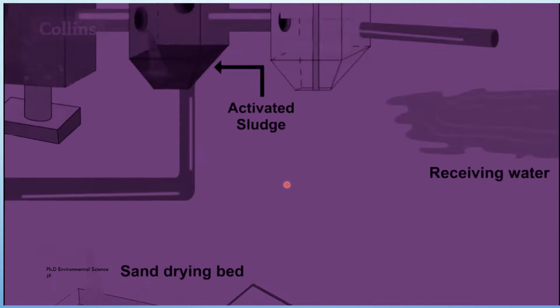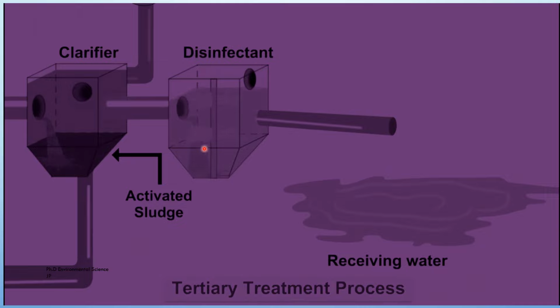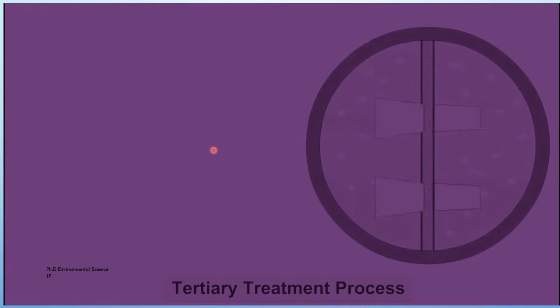Then comes the tertiary treatment. So leftover wastewater is treated with chlorine to remove the phosphorus compounds, nitrogen compounds, and bacteria. It is a chemical process. So chlorine tablets are added to kill the germs, and this process is called chlorination. Then this water is let out into the water bodies.